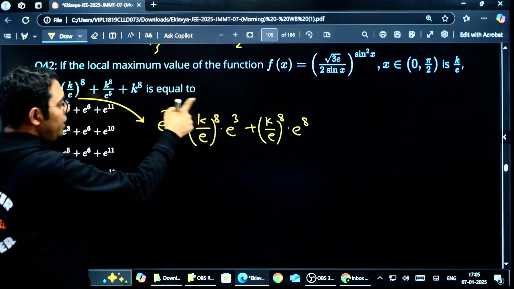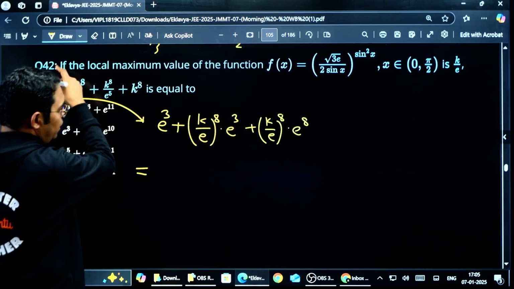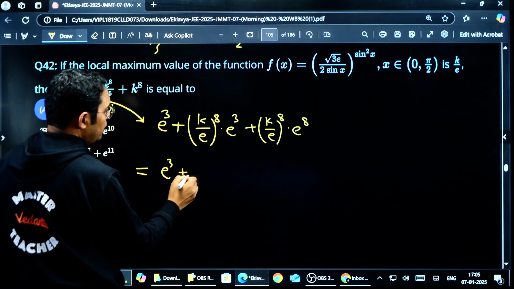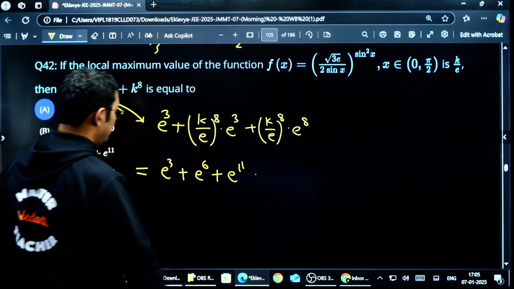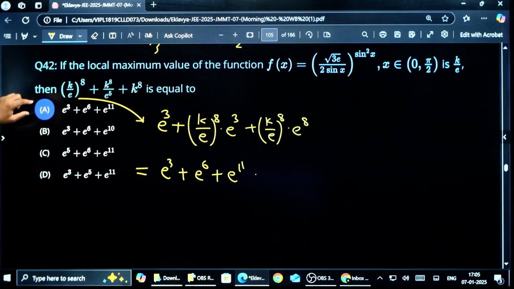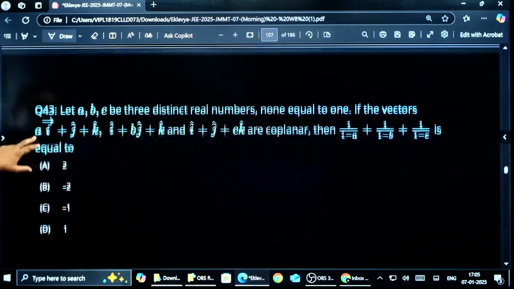Now because k upon e power 8 is e cube, which we have used from there, e cube plus e power 6 plus e power 11 will be the answer. I think the answer is already revealed here. E cube plus e power 6 plus e power 11. That is the answer here. Okay. Moving to question number 43.